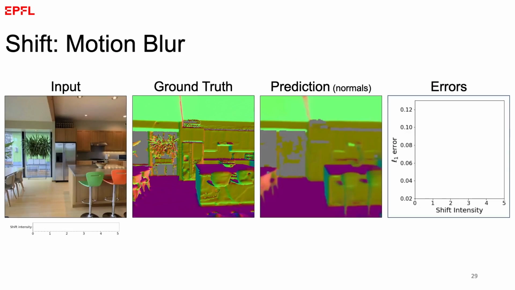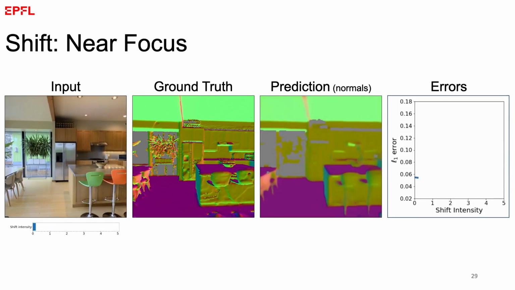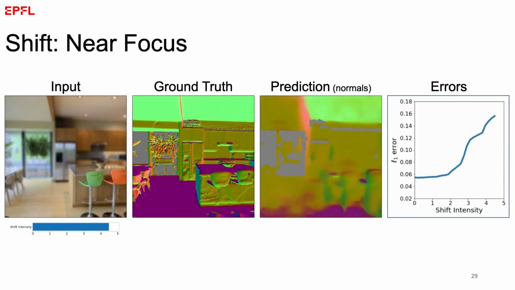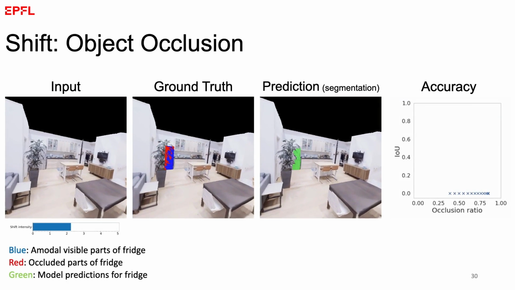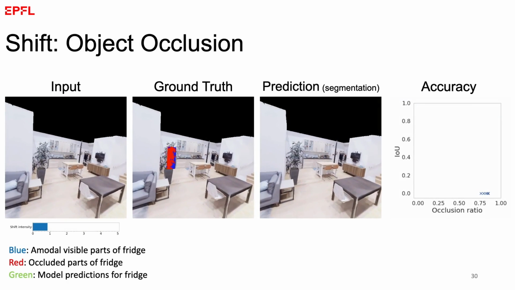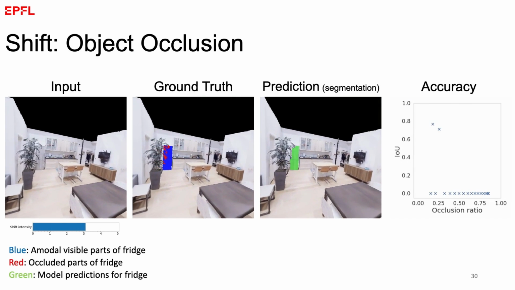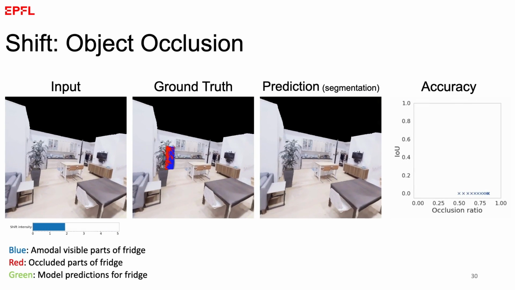Now let's look at some example results. See the errors made by a surface normals model against the motion blur with increasing intensity. The rightmost plot shows the increase in the L1 error. Similarly, for near focusing, the errors increase significantly and non-uniformly throughout the scene. Likewise, see the performance of a detector model against occlusion corruption we showed before. When occlusion ratio is above 25%, performance drops severely as shown in the accuracy plot at the right. Our method allows performing such occlusion analysis for different objects in a realistic way.